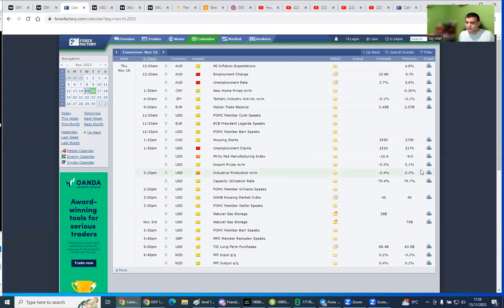So let's start today's analysis for tomorrow. We still have a few hours until the market closes, so this is for tomorrow, and I'll share some important levels.